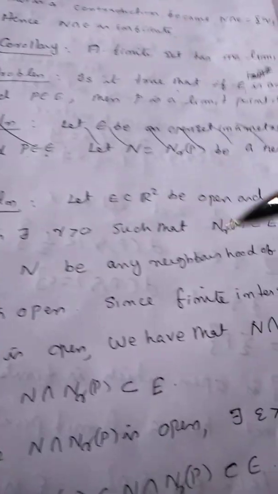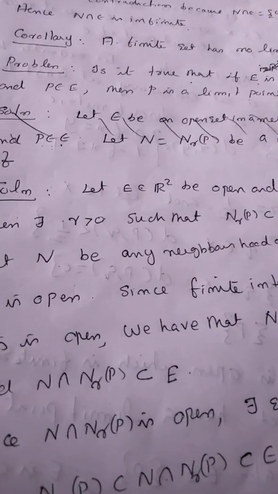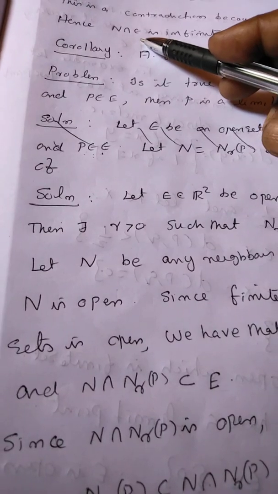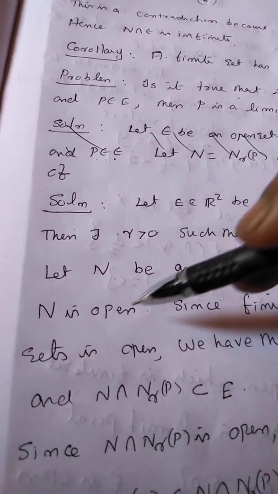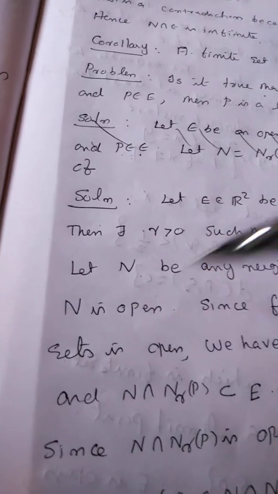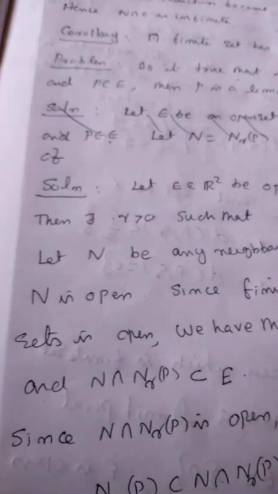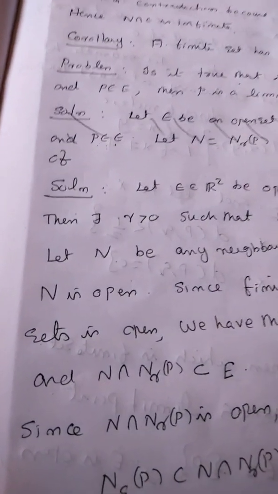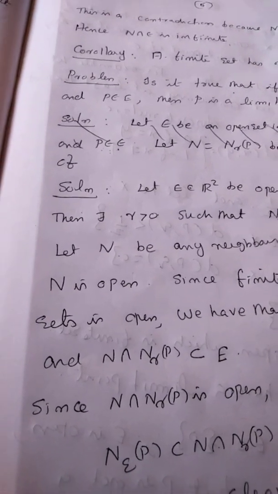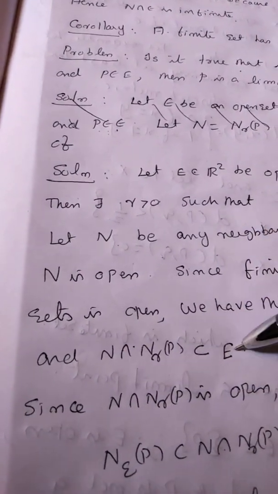Now choose N to be any neighborhood of P. We prove that N intersects E in some point other than P. Then N is open. We have proved that every neighborhood is open. Each of N and N_R(P) contains P. So N intersection N_R(P) is a non-empty open set. Since a finite intersection of open sets is open, this is open. Since P belongs to N and P belongs to N_R(P), this contains P, so it is non-empty also. And since N_R(P) is contained in E, this is contained in E.